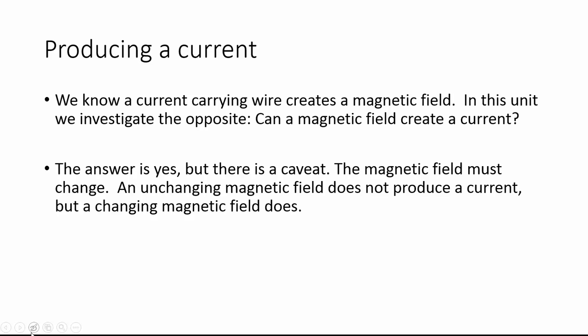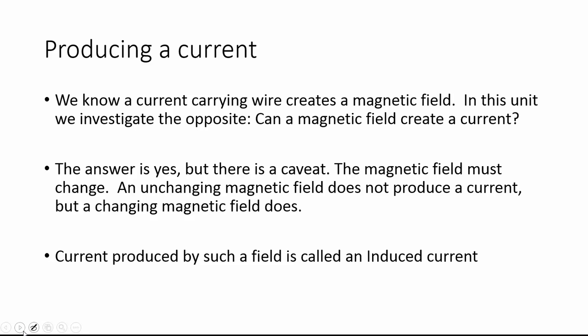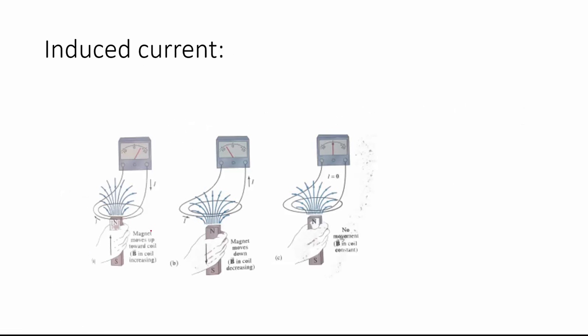If an unchanging magnetic field is there, we don't get a current. But if we take the magnet and move it through a coil of wire, then we can get a current in the wire. A current produced by a changing magnetic field is called an induced current. So this diagram shows what's happening. If you take a magnet and move it through a coil like that, then we get a current in a certain direction through that coil. If we move the magnet the other way, then the current reverses direction. But if we hold the magnet stationary, no current flows through the wire.